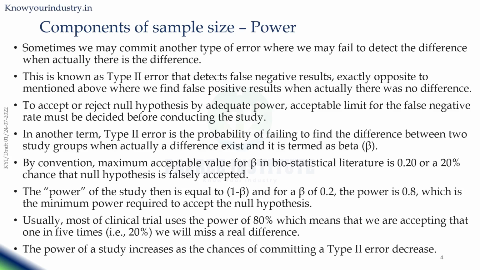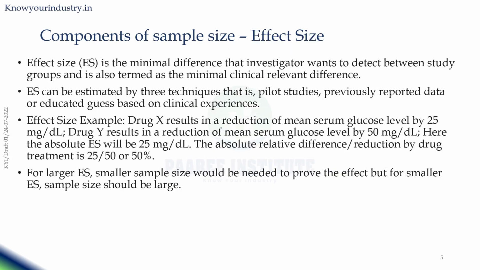Usually most clinical trials use a power of 80%, which means that we are accepting that 1 in 5 times, that is 20%, we will miss a real difference. The power of a study increases as the chance of committing a type 2 error decreases. The next component of sample size is the effect size. The effect size is the minimal difference that the investigator wants to detect between study groups and is also termed the minimal clinically relevant difference.